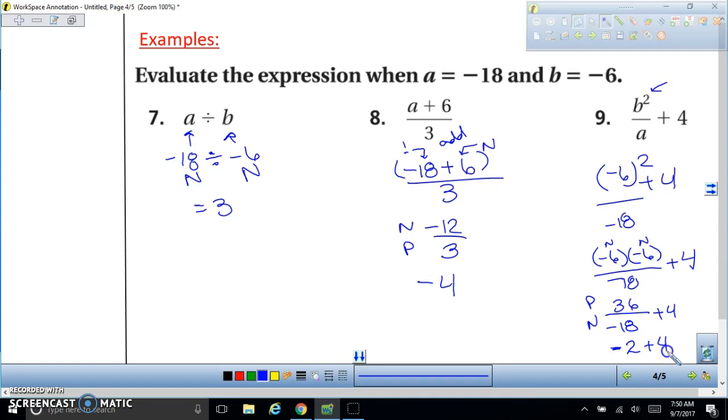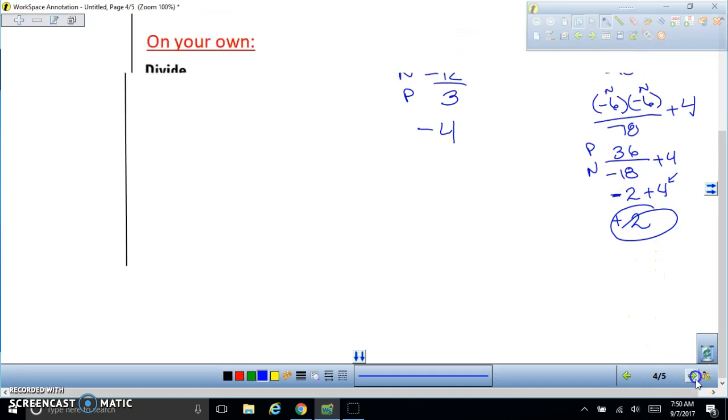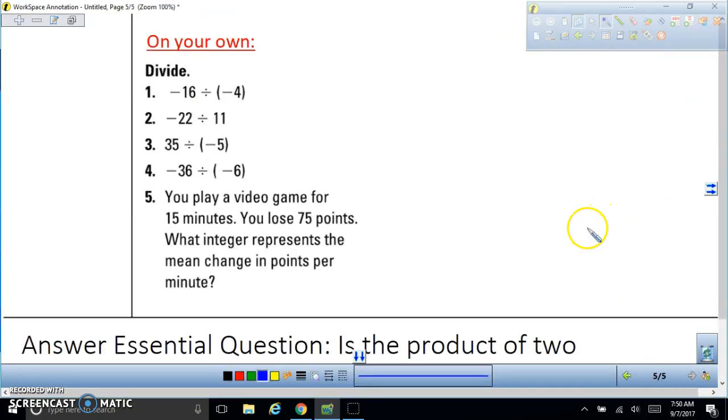Okay, now we're going to use our addition rules. Which one is further from 0? Negative 2 or 4? 4 is further from 0, so the answer is going to be positive. We're going to have a positive answer, so I'm going to put a plus sign to remind myself. And 4 minus 2 is 2, so positive 2. All right, go ahead and work on these problems on your own. Pause your video. When you're ready to check your answers, please resume.